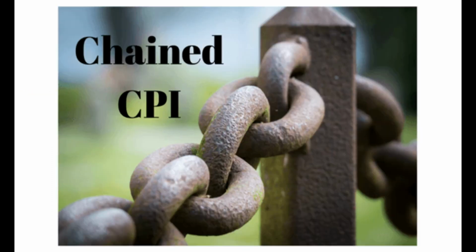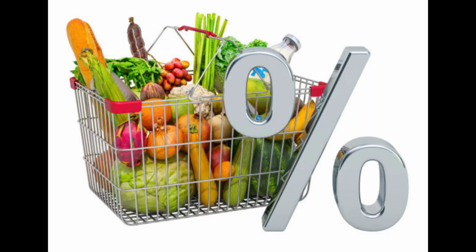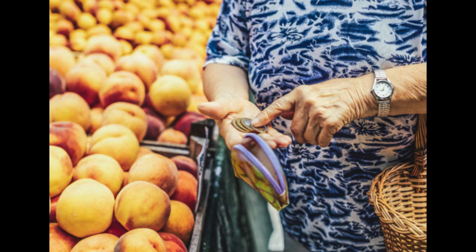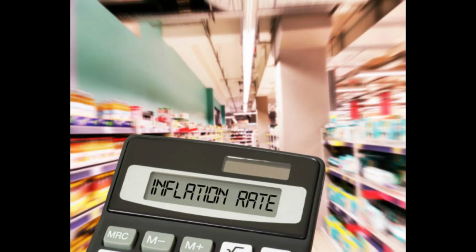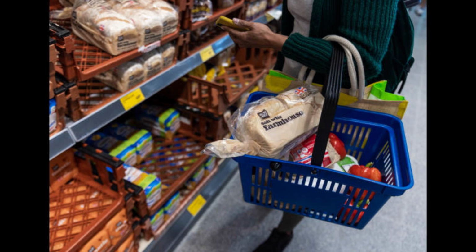So what about chain CPI? Well, this one is a bit more reasonable if you ask me, simply because unlike CPI, which assumes that consumers continue to purchase the same basket of goods and services regardless of price changes, it takes into account that when the price of one item in the basket increases significantly, consumers often switch to cheaper alternatives. Chain CPI is often considered a more accurate measure of inflation than the traditional CPI because it better reflects consumer behavior in response to changing prices.